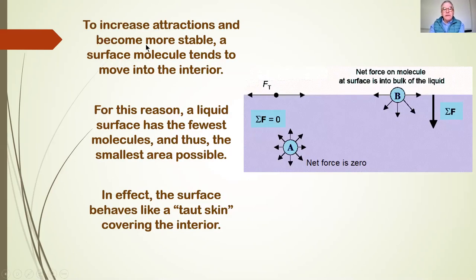To increase attractions and become more stable, a surface molecule tends to move into the interior. This is the illustration of that. For this reason, a liquid surface has the fewest molecules and thus the smallest area possible. In effect, the surface behaves like a taut skin covering the interior.